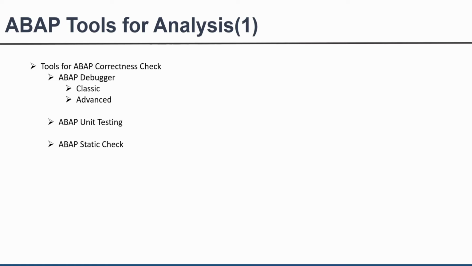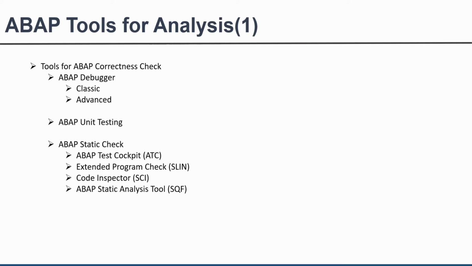code. We have the static check tools, which comprise the following set of tools: ABAP Test Cockpit or ATC, extended program check, code inspector, ABAP static analysis tool, and code vulnerability scanner.